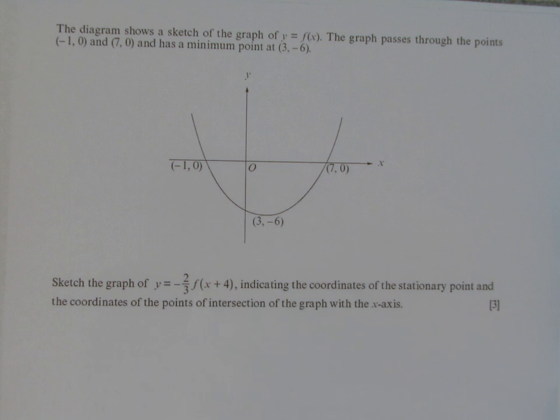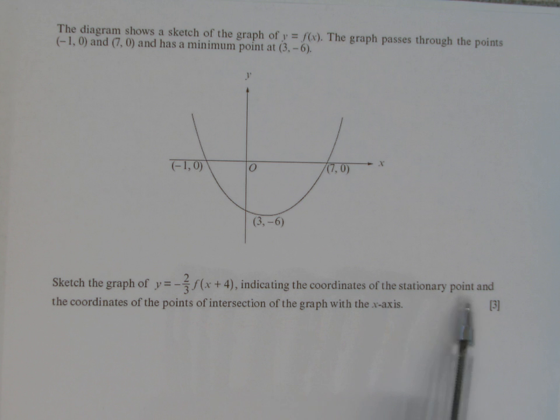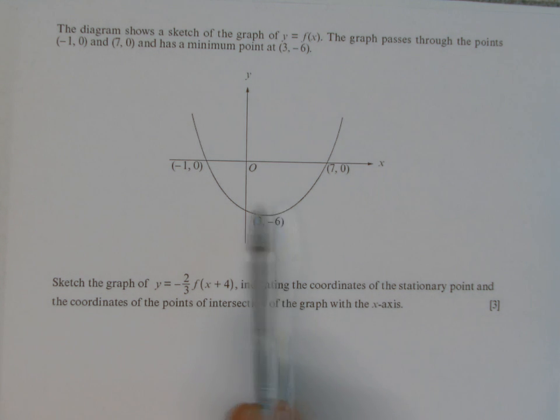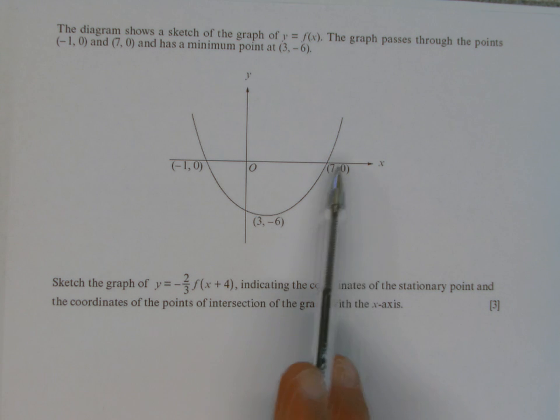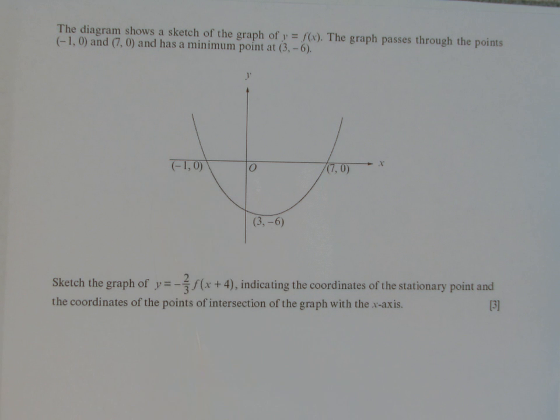Okay, you've got this curve here, and it's asking for us to sketch this, which is a transformation of this curve. It's got a minimum point here, 3, minus 6, and it crosses the x-axis at these two values. Once we've done this transformation, we need to indicate where the stationary point is. The stationary point is just the minimum in this case, and the coordinates of the points of intersection with the x-axis. We need to know what these are once we transform it.